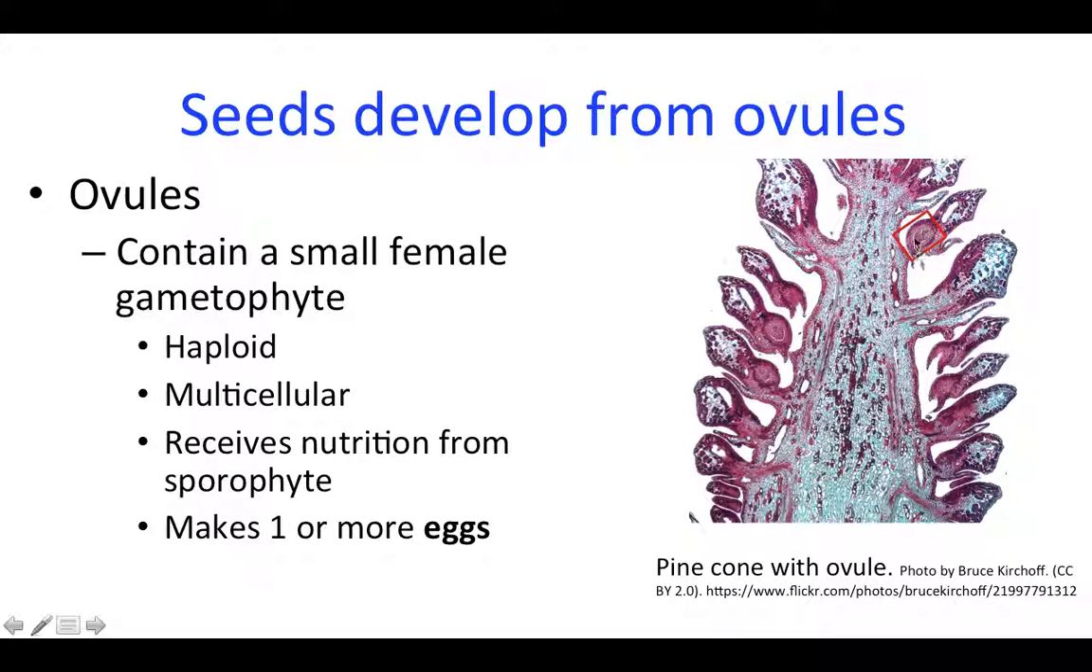And remember, the gametophyte is haploid. It is going to make an egg by mitosis, and that egg will be haploid too. So about right here, there's presumably a haploid egg that has formed. That is going to need to be fertilized before it can become a zygote.